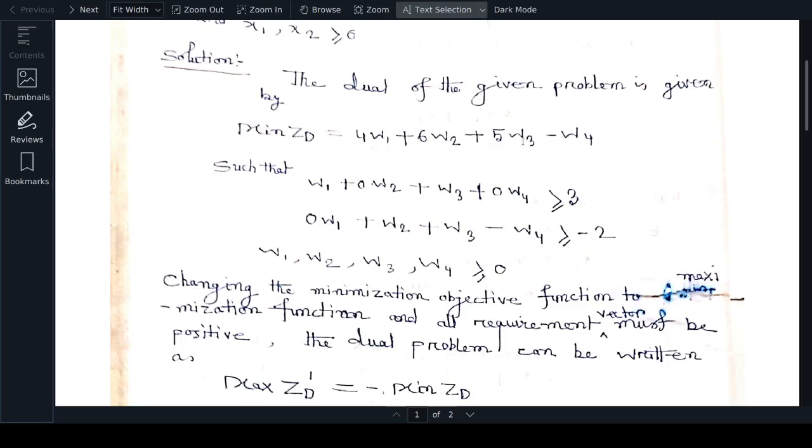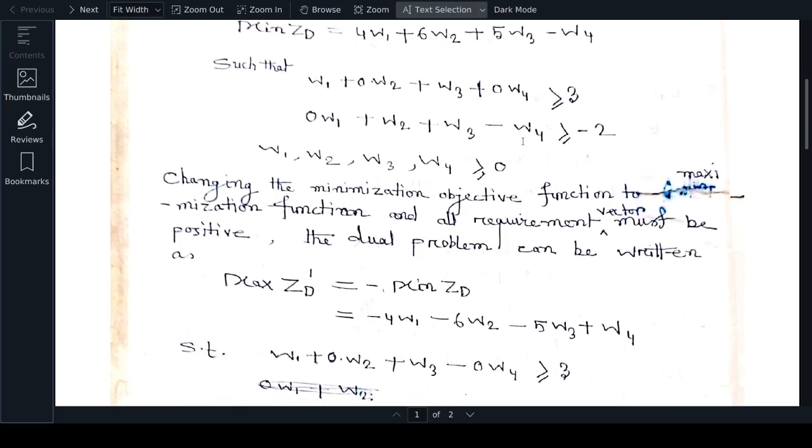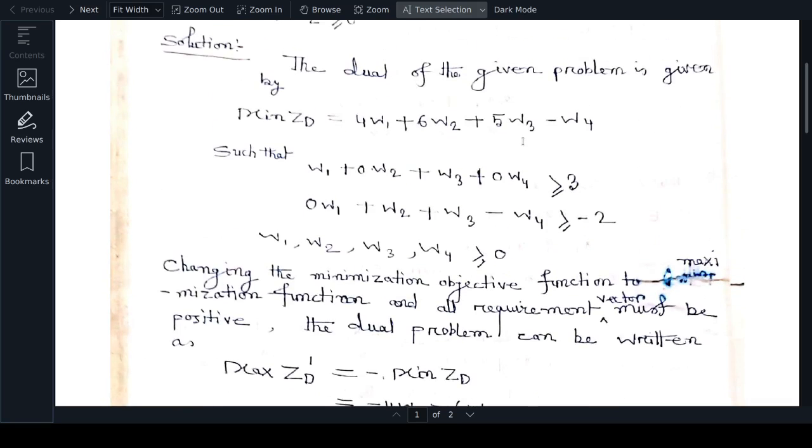So here I have written its dual directly. What is its dual? Here it is a maximization problem, so its dual will be minimization, right? So the dual of the given problem is given by min ZD. Here the coefficients of the objective function and the constants are interchanged. So this will be 4W1 plus 6W2 plus 5W3 minus W4.